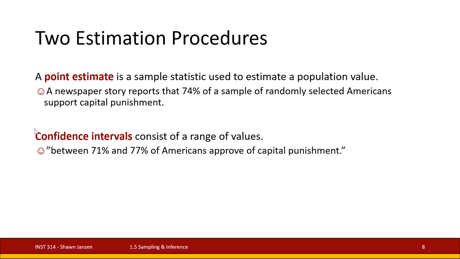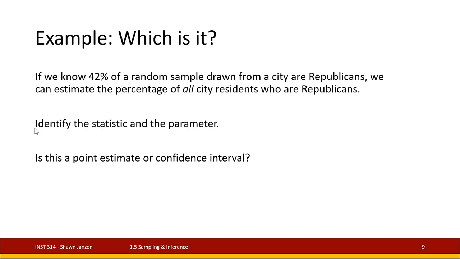So let's take an example and see how we can break this out. If we know that 42% of a randomly drawn sample from a city are Republicans, we can estimate the percentage of all city residents who are Republican. In this example, which one of these is the statistic and which one is the parameter? And is the estimation value given here a point estimate or a confidence interval? Go ahead and pause the video for a moment. I'll wait.